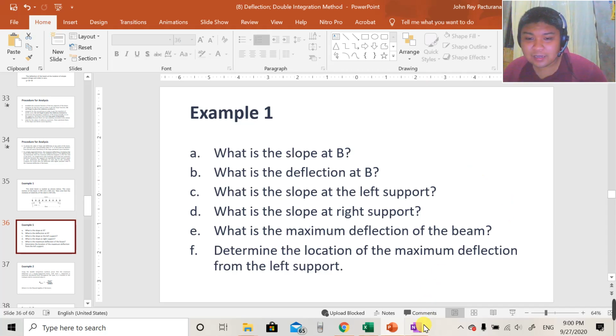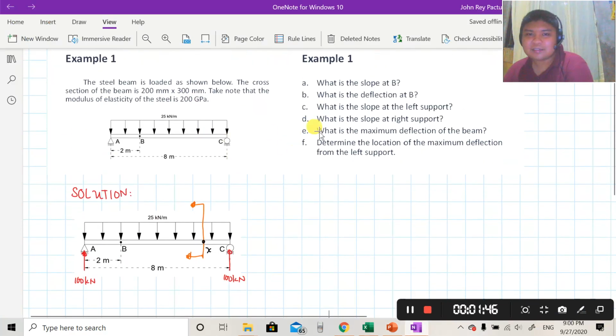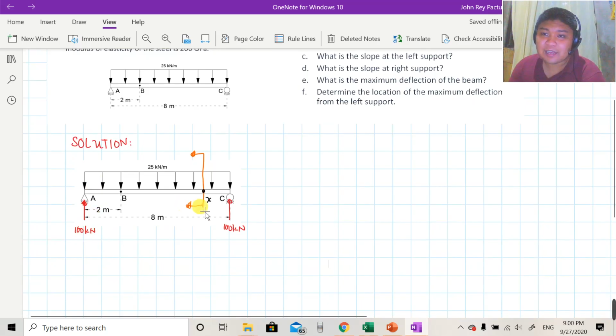So, sige, punta tayo class sa ating OneNote. So, actually, I already pasted the slides and the questions mismo. So, this is the solution. Magsisimula palagi class sa paghahanap ng reactions. So, the computation for reaction, kayo na lang bahala niyan. Pero siguro, there is no doubt naman na 100 kilonewton yan kasi the overall span of the beam is 8 meter and it is loaded with 25 kilonewton per meter. So, simply 25 times 8 is 200. I-divide mo lang ng dalawa, tig 100 ang kada support.